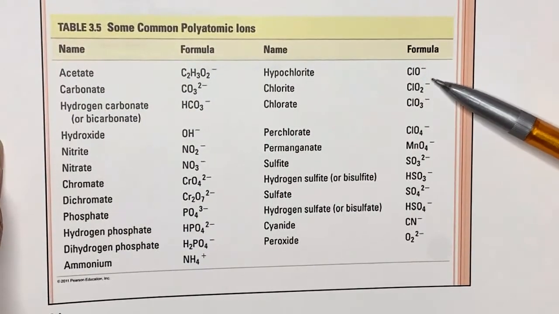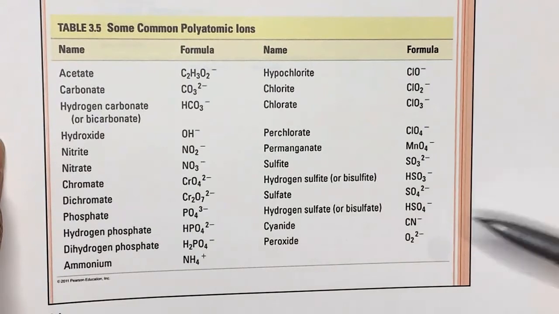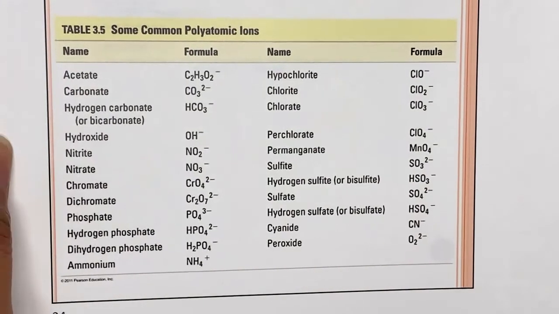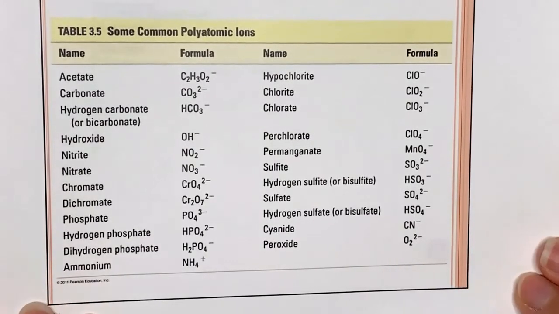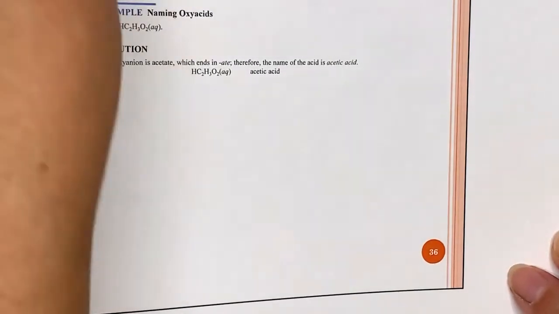You see, I bring this back up again. Make sure you memorize this list. If you don't know this list, it'll be very hard to name everything. And naming is a big part. So you want to make sure you know how to name that stuff. Okay? So let's take a look at some examples.